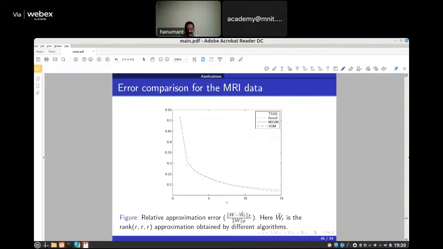This basically shows that this is the previous algorithm. So probably you cannot see it. The error is very high, and the green one was this MVSM, and these two are a little bit comparing size.